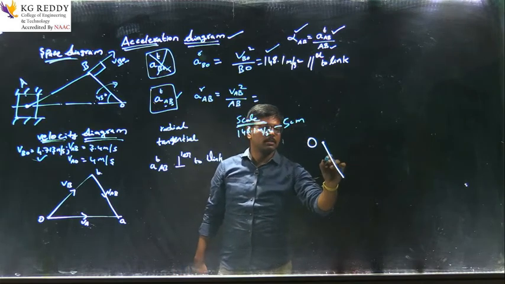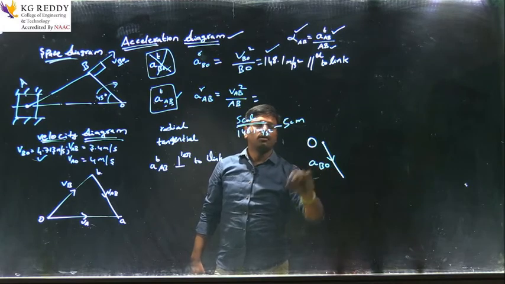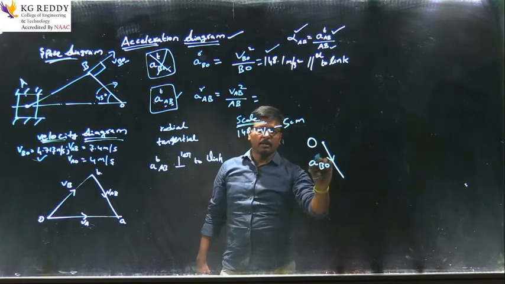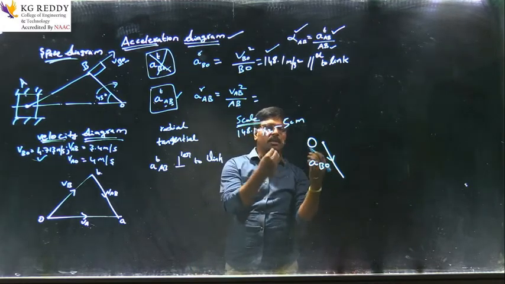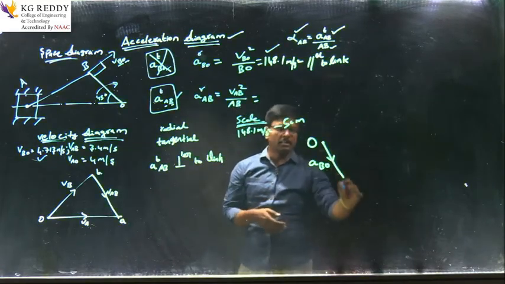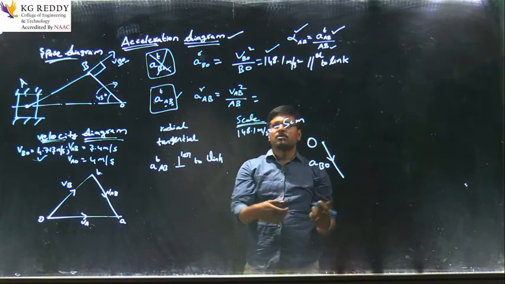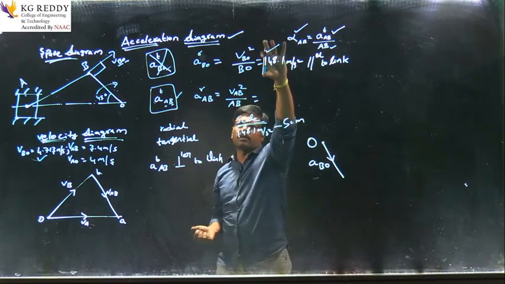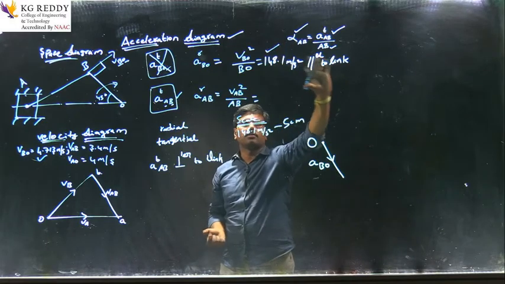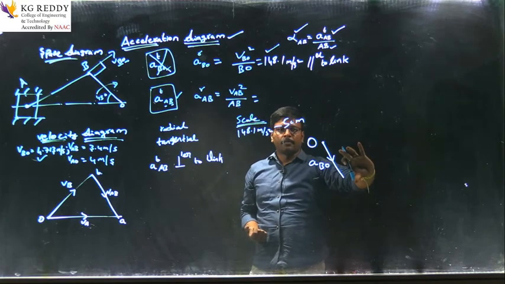So this is the acceleration of B with respect to O. It is a radial component, and since we have only one component, we can consider it the final acceleration. Here it may be 5 centimeters, 4 centimeters or 3 centimeters, that is up to us. From the formula we find the magnitude, and from the magnitude we have to take a scale and come to the diagram.